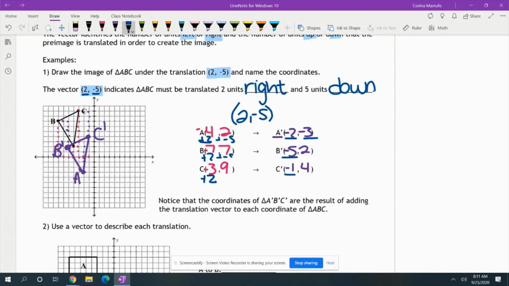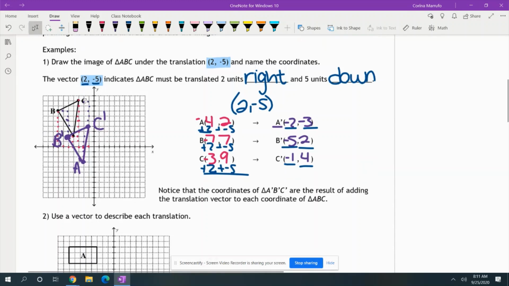7 plus -5 gives us +2. And then last, 9 plus negative 5 gives us positive 4. So you can also get the new points by adding the vector. Okay? So you can use a graph or you could just use a point. Either way, you should be okay.